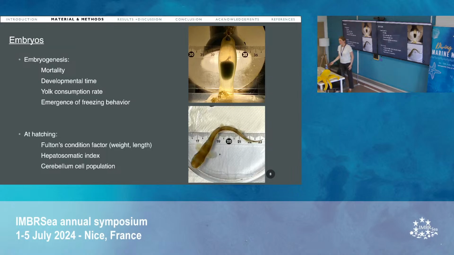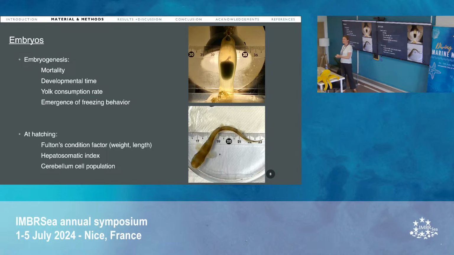So to assess the viability of our embryos during the embryonic development, we looked at the mortality. To assess the embryonic development, we looked at the developmental time, the yolk consumption rates, and the emergence of the freezing behavior, so the age they were when they started doing freezing behavior. And then at hatching, to look at the effect of temperature on the health of the animals, we looked at the Fulton condition factor and the hepatosomatic index. The Fulton condition factor is a factor that tells us about the health of the animals.